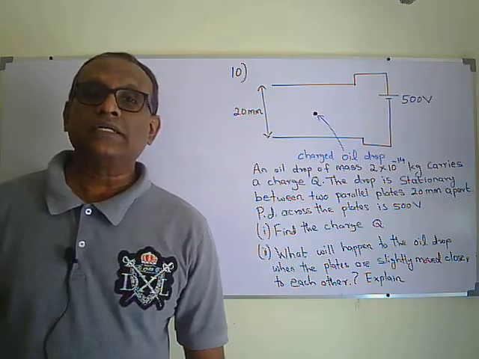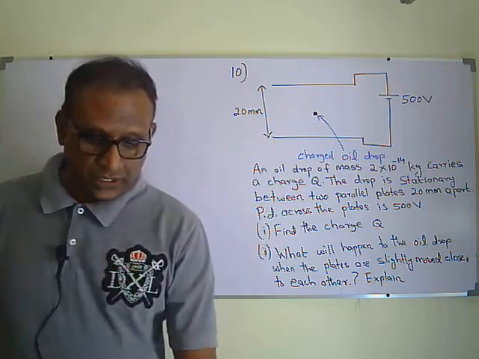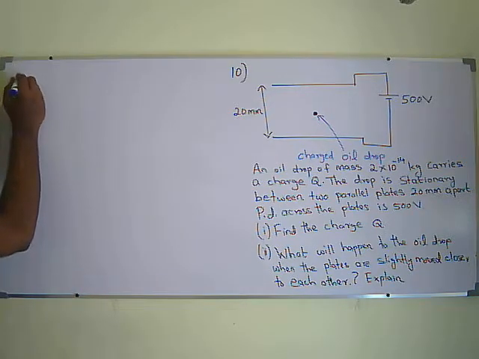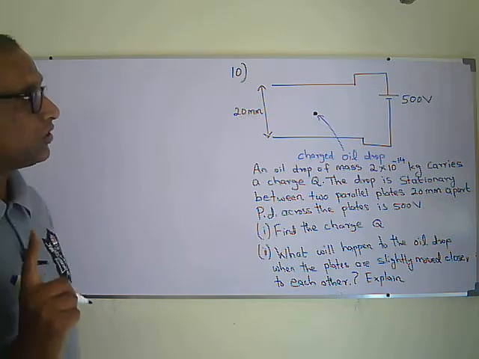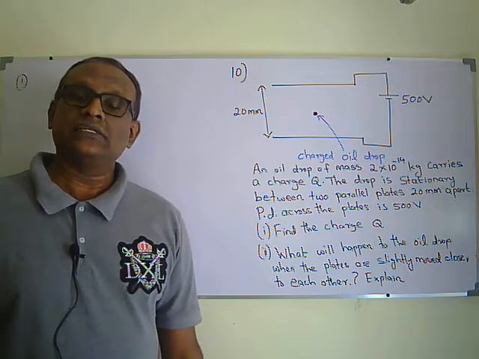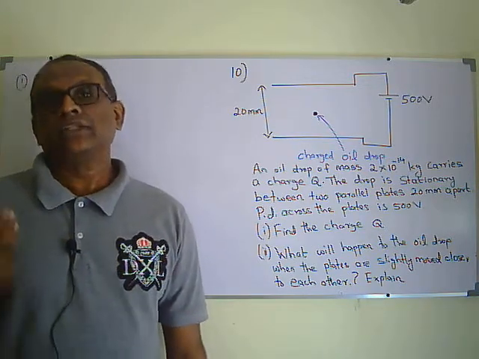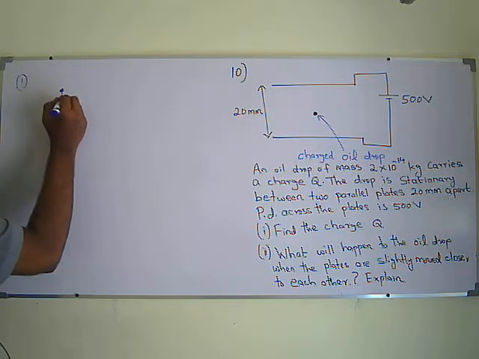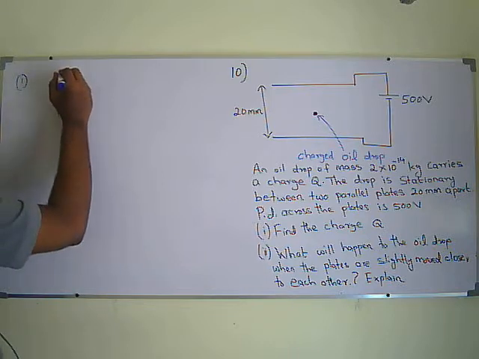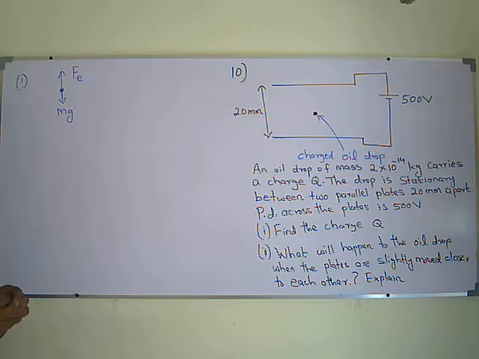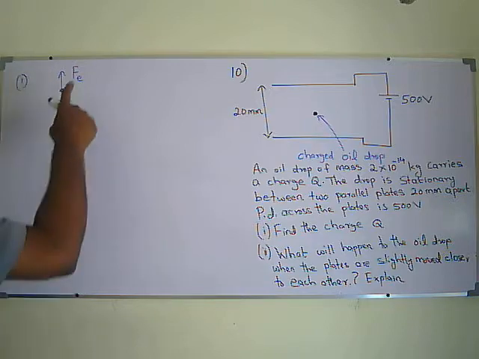Now, first we should think about what are the forces acting on the oil drop. There can be two different forces acting on it. The first one is the weight. Because if the only force acting on it is the electrostatic force, that would be an unbalanced force, and the oil drop won't be at rest. So there should be two forces. The oil drop has weight acting in the downward direction and the electrostatic force, Fe, should act in the upward direction, to balance the weight.